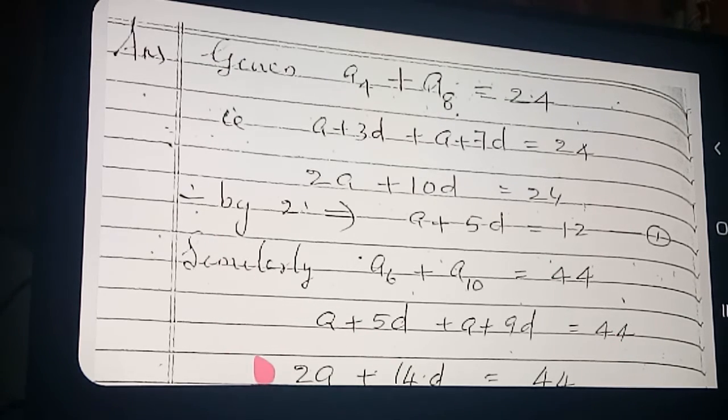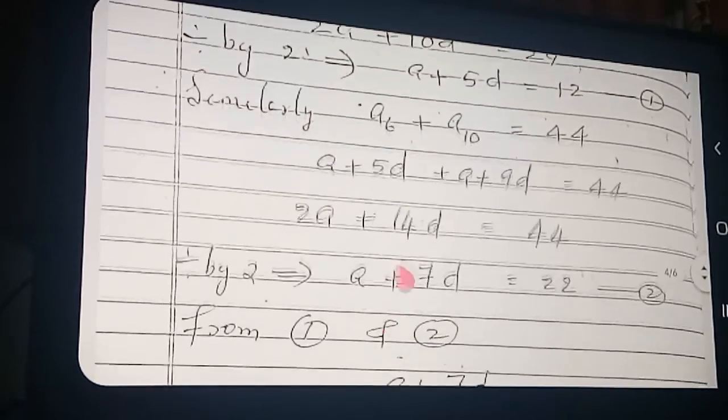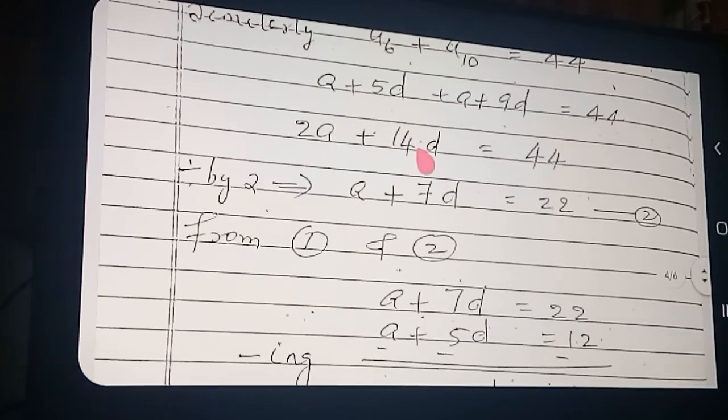Then you easily will get. And what is A plus A? How much coming? 2A. 9D plus 5D, how much coming? 14D. Clear? Is equal to 44. So here also what is common? See what is common? 2 is common now. Divide throughout by 2. So what you are getting here? A plus 7D is equal to 22.